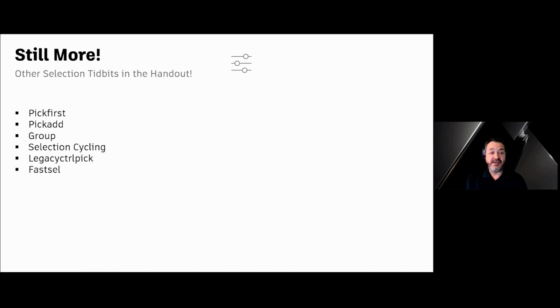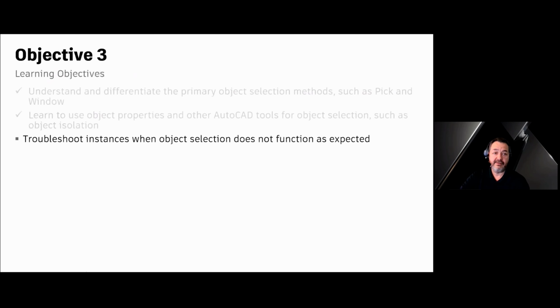We'll tell you things like pick first and pick add and group, where you can create an object selection, give it a name, and you can access it easily by recalling that group name. There's selection cycling when you have multiple objects in the same location. There's a feature called legacy control pick, which allows you to use the control key to cycle through objects, and a nifty command called fast cell, which allows you to very quickly select objects that are connected to each other. Let's get on to objective 3.